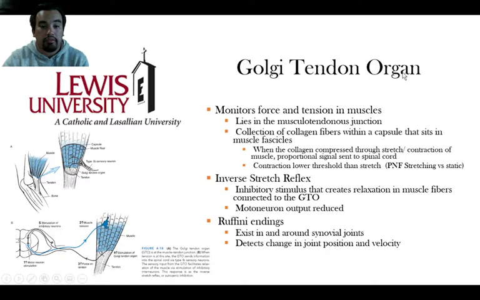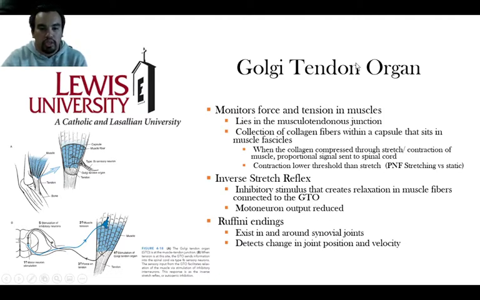Ultimately, what we have to do is use the Golgi tendon organ to be able to sense that and say, okay, this stretch is not too bad. This is okay. And then we get the inhibitory stimulus that creates the relaxation of the muscle fibers connected to the Golgi tendon organ. And the Golgi tendon organ then says, okay, this is fine. This is not an issue. The inhibitory stimulus is created, and the Golgi tendon organ tells the muscle fibers, relax. And that's how we work that.